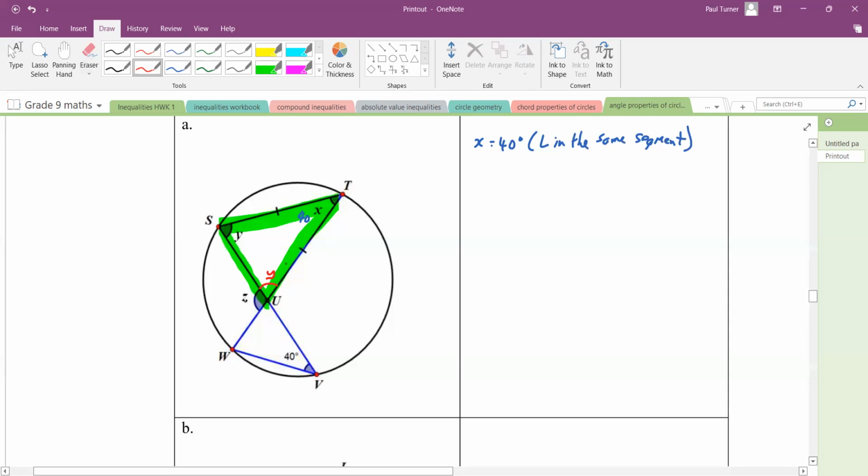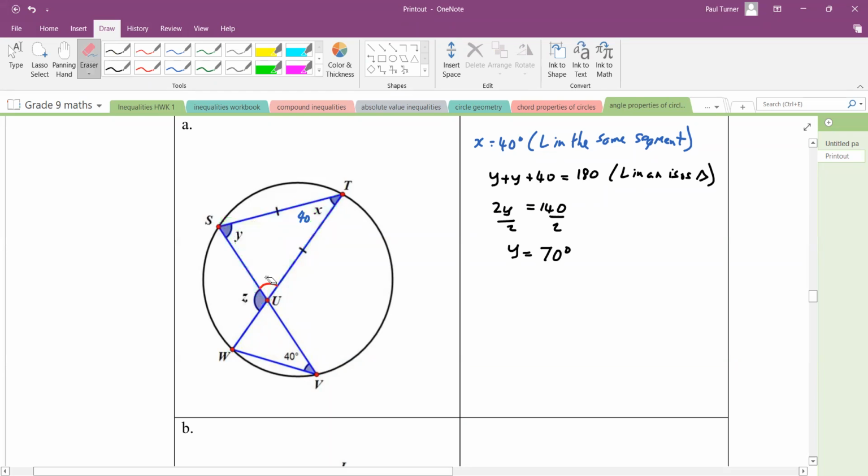So now we can form an equation to find Y using this triangle. So we would have Y plus Y plus 40 equals 180. So this is angles in an isosceles triangle. So we'd have 2Y equals 140. So divide both sides by 2. You get Y equals 70 degrees. So we'll add that in down here. So this is 70 now, and this angle is 70 here.